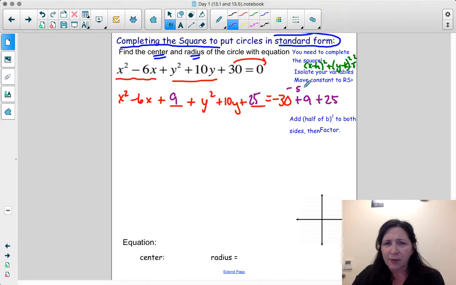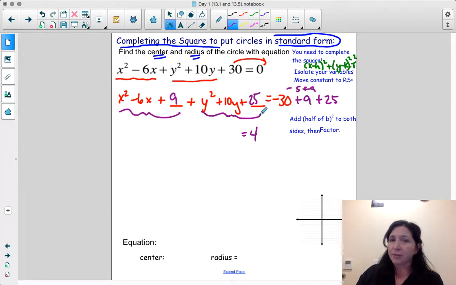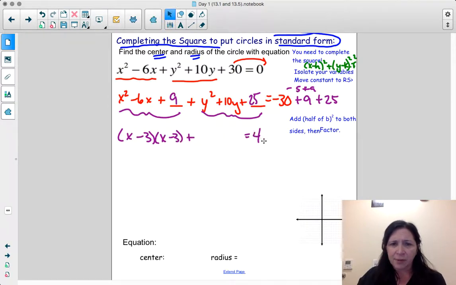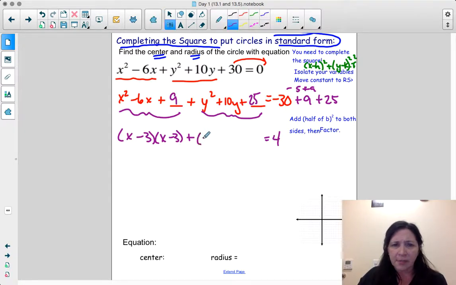So now I have negative 5 plus 9 is 4. So on the right-hand side, I'm going to have 4. On the left side, I need to factor this, now that I've completed this square. So you're going to say that that's going to be (x minus 3) times (x minus 3), plus, then we're going to factor this right side, and that's going to be plus (y plus 5) times (y plus 5), and that equals 4.